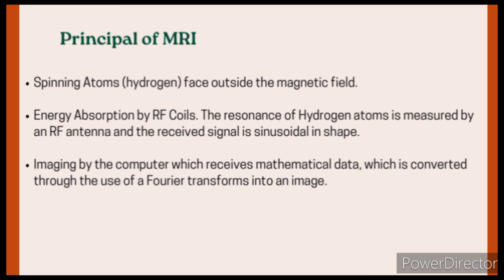The principle of MRI is spinning atoms phase outside the magnetic field. Next is the energy absorption by RF coils. The resonance of hydrogen atoms is measured by an RF antenna, and the received signal is sinusoidal in shape. Imaging is done by the computer, which receives mathematical data that is converted through the use of Fourier transform into an image.